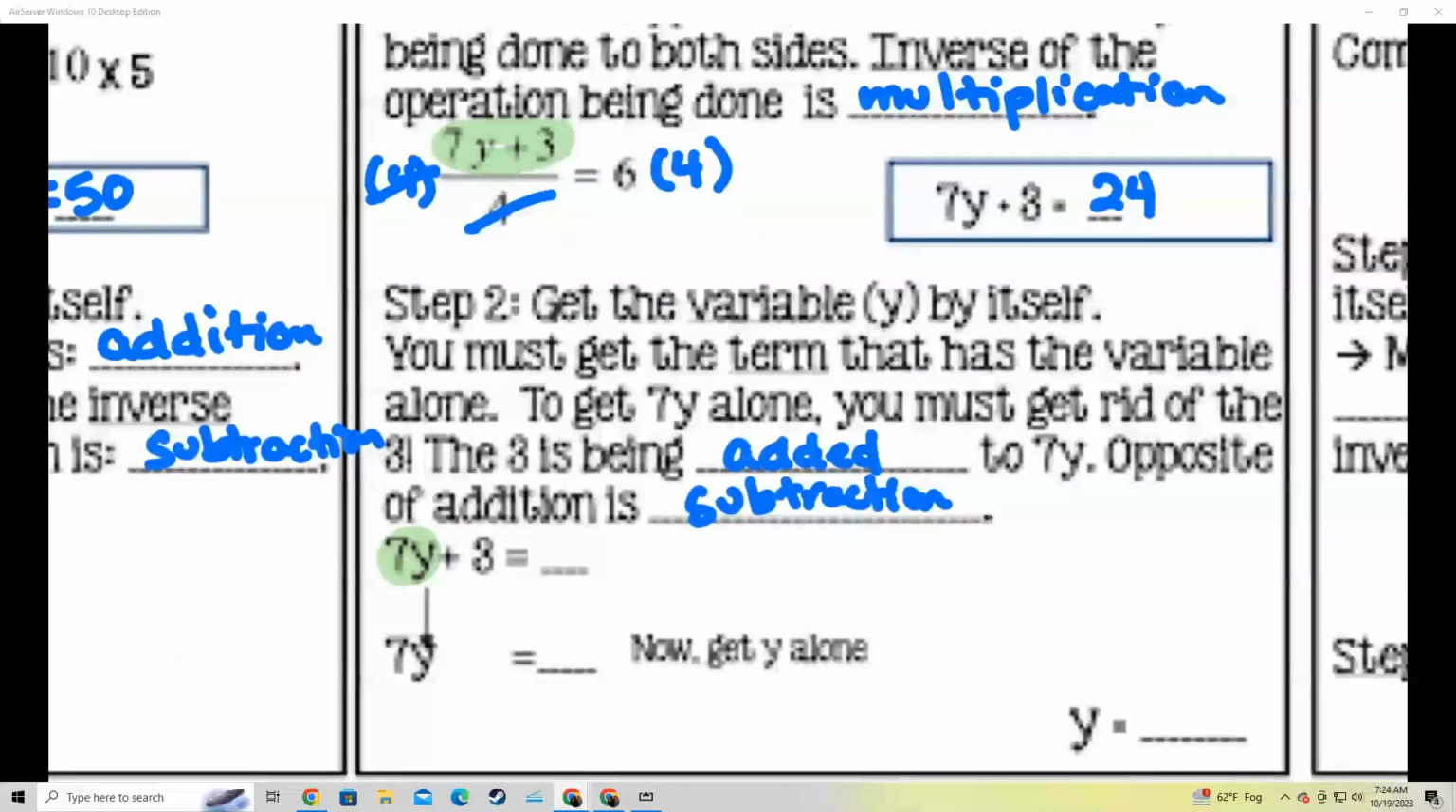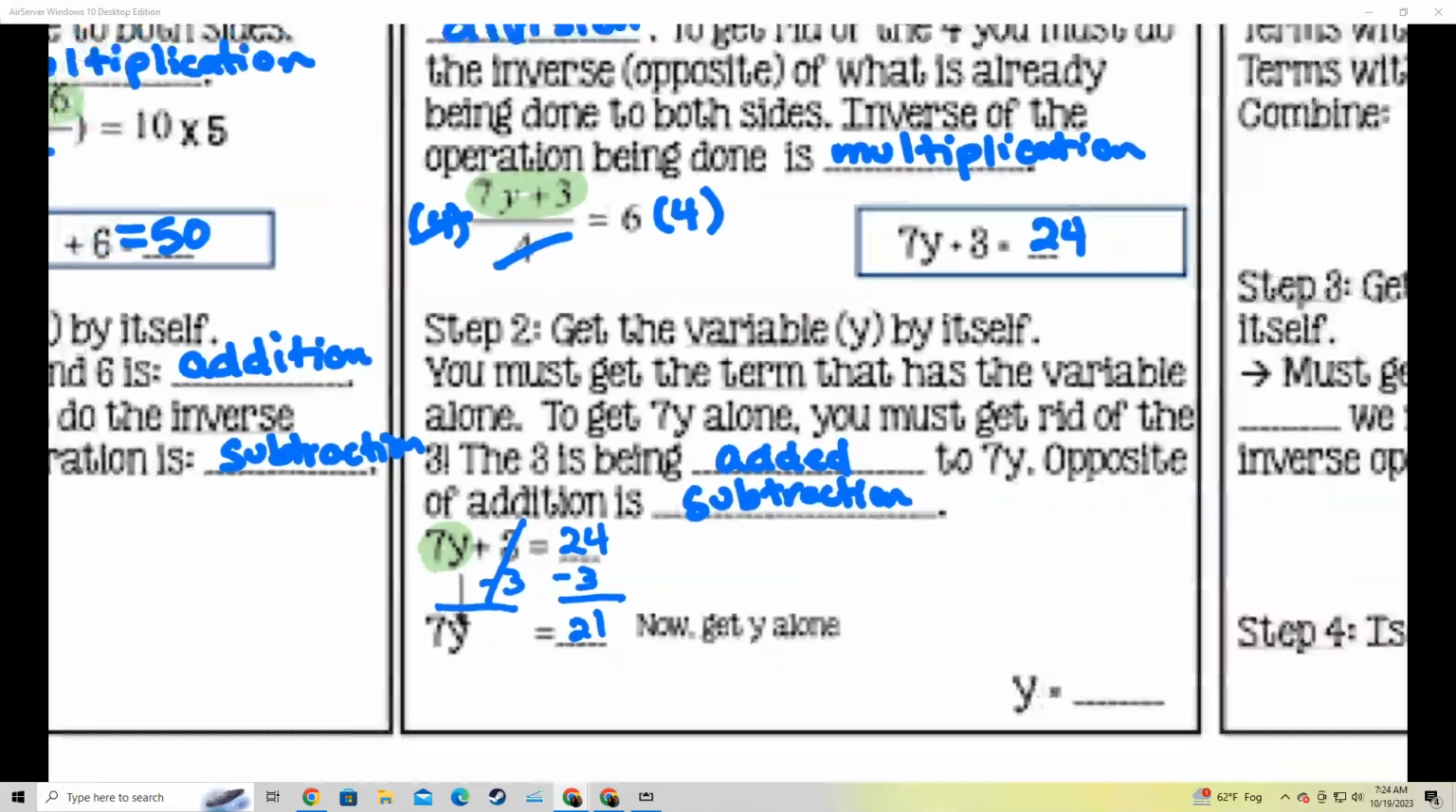So what I'm going to do, and remember, we said that 7y plus 3 was equal to 24. I'm going to subtract 3 on each side. These are going to cancel. 24 minus 3 gives me 21. And I get 7y is equal to 21.